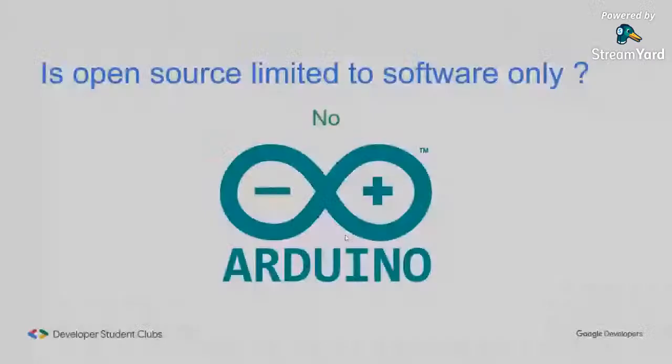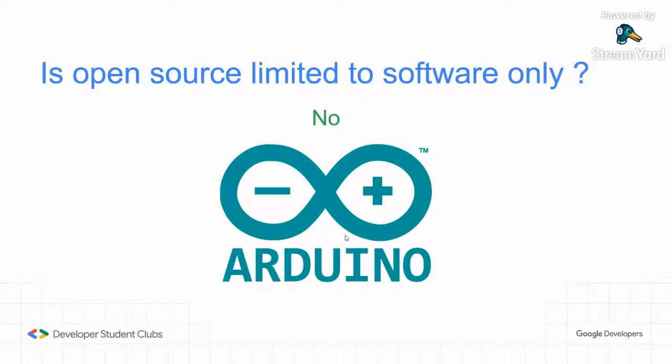So now, is open source limited to software only? We have been saying open source software all the time. No, open source is not just limited to software. Open source is also possible for hardware. One of the best examples is Arduino. Do you know how Arduino is open source, or what makes it open source hardware?